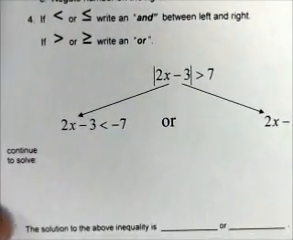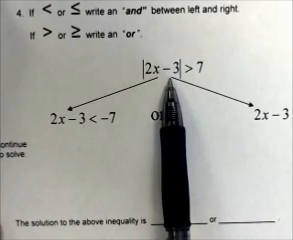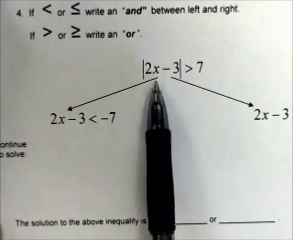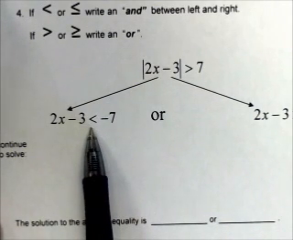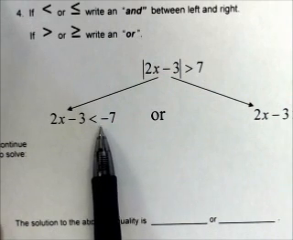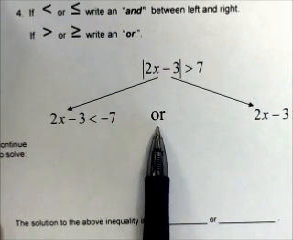For example, solving the inequality, the absolute value of 2x minus 3 is greater than 7. Left arrow, drop the bars, switch the inequality symbol from greater than to less than, and negate the 7, so we have negative 7. It's a greater than symbol, so we write the word or.